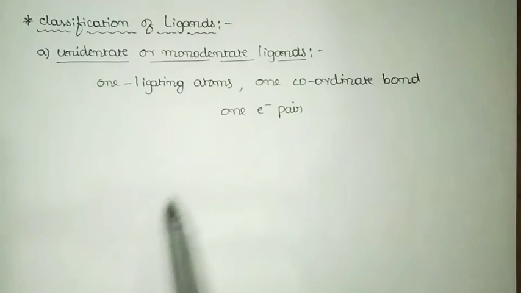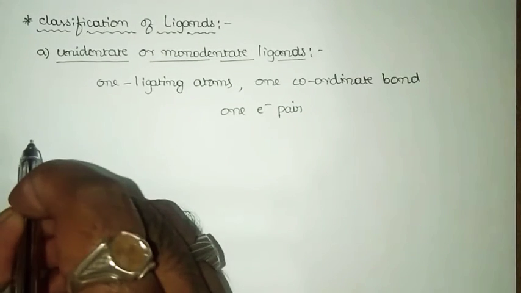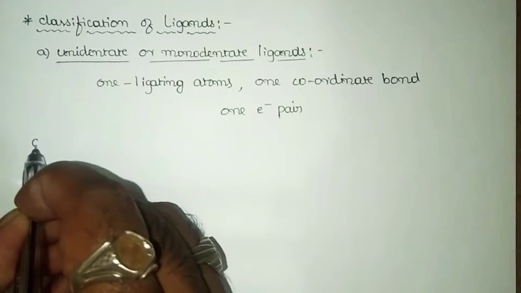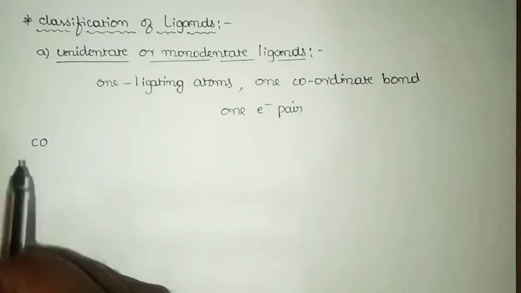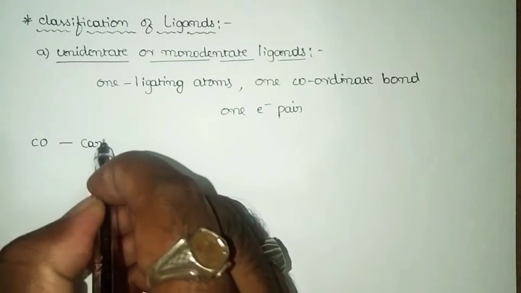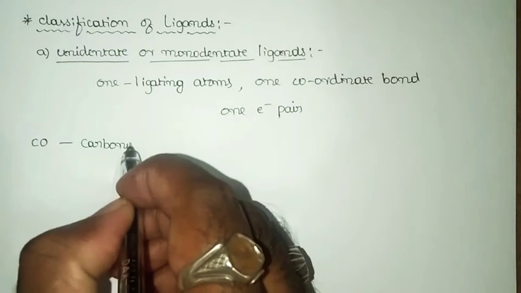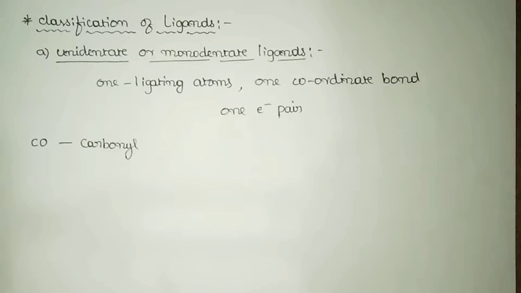So firstly, we shall go with neutral monodentate ligands. In that, the very first one is CO, that is carbon monoxide, and this is supposed to be pronounced as carbonyl. We should pronounce the carbon monoxide ligand as carbonyl.